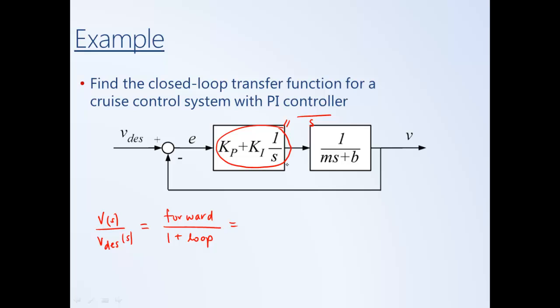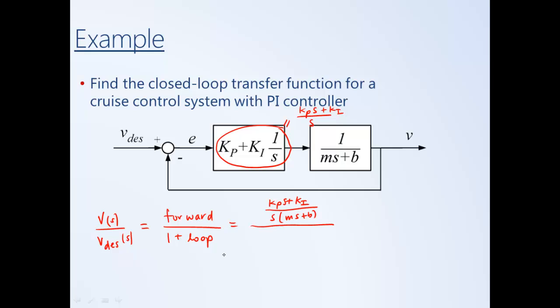This term has a denominator of s. In order to make this term have a denominator of s, I need to multiply and divide through by s. And so that will make this Kp times s, and then just plus Ki. And since those two are in series, I multiply them. And so in the numerator, I'll get Kps plus Ki divided by s times the quantity ms plus b.